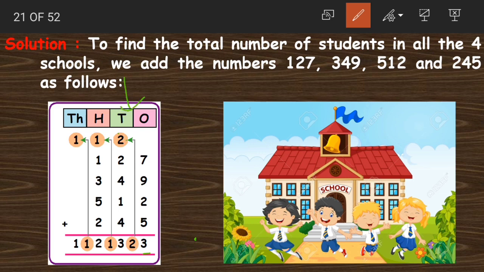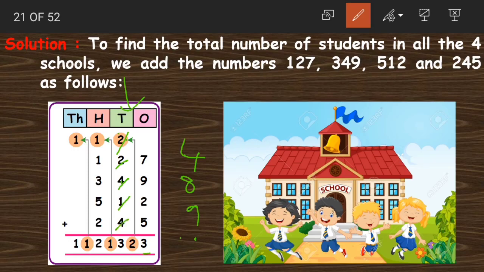Now moving on to the tens place. First we have 2 plus 2. 2 plus 2 becomes what, children? 2 plus 2 becomes 4. Now again add 4 to it. 4 plus 4 becomes, after 4 we have 5, 6, 7, 8. 4 plus 4 becomes 8. Now add 1 to it. 8 plus 1 becomes 9.